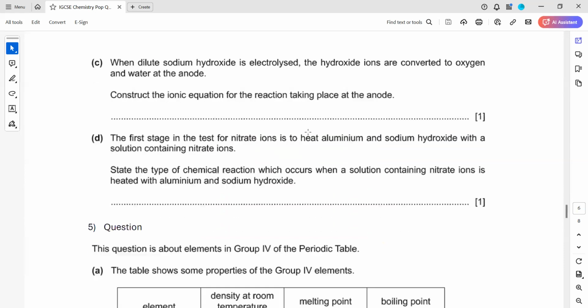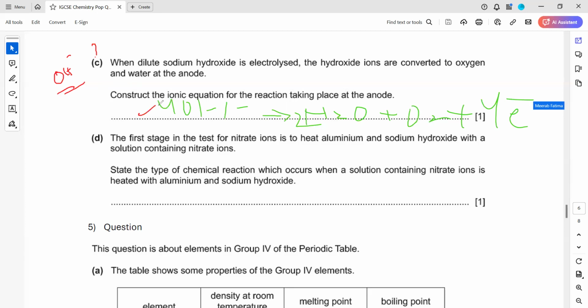In part C, when dilute sodium hydroxide is electrolyzed, the hydroxide ions are converted into oxygen and water. At the anode, construct the ionic equation for the reaction that takes place. What is the equation for the discharge of hydroxide ion? When 4 hydroxide ions are there, they will give O2 plus 2H2O plus 4e. Don't forget to put a negative sign on the electron. Don't write just e, write 4e negative.